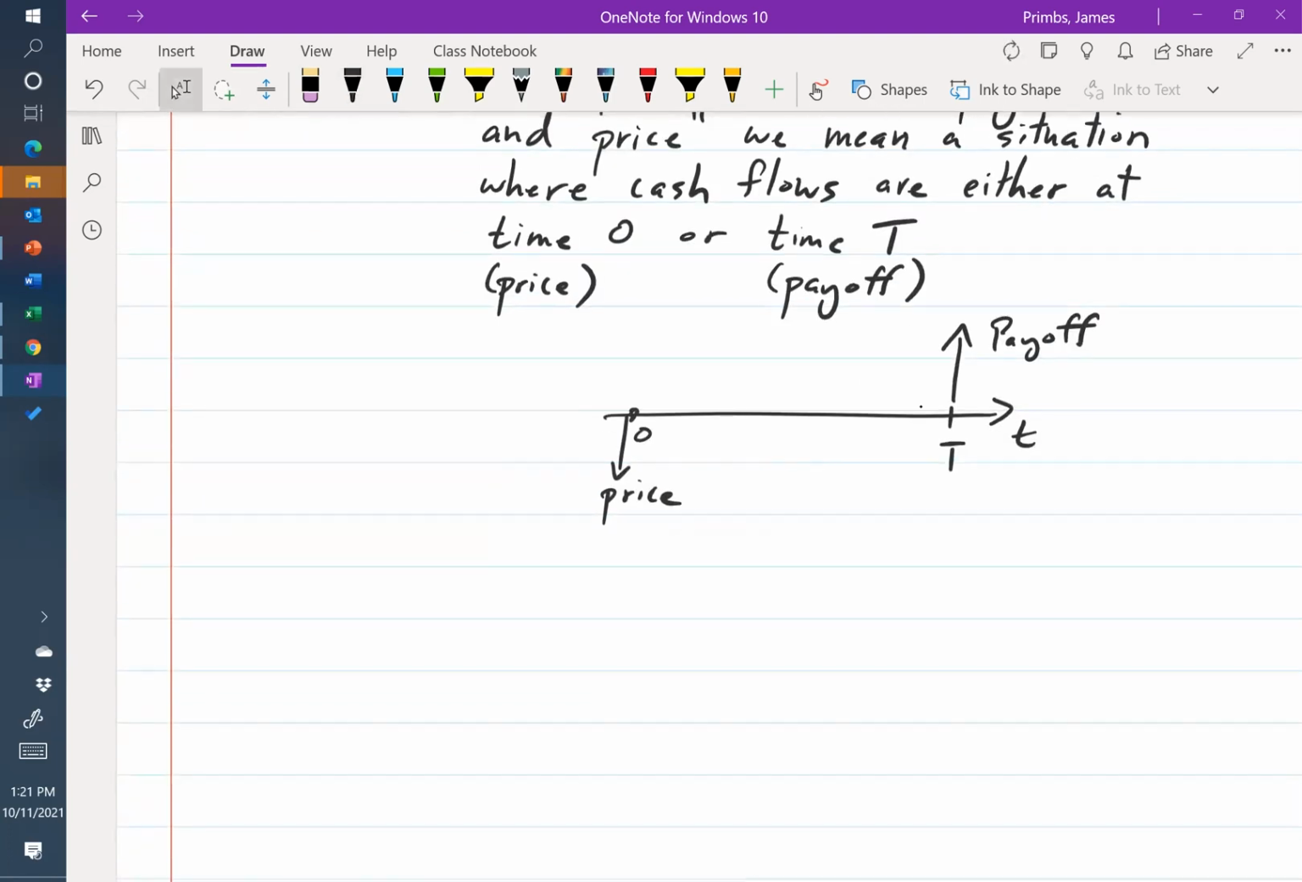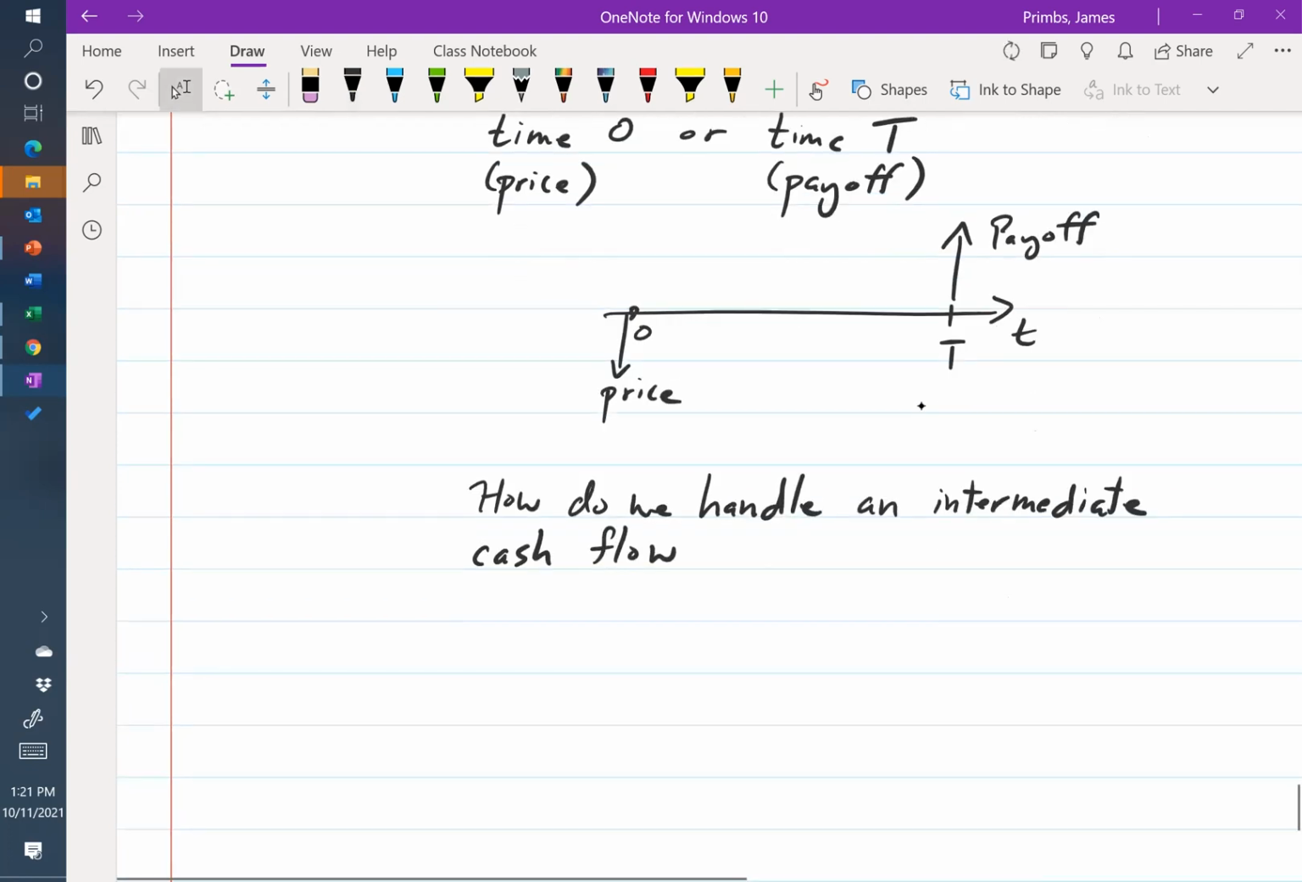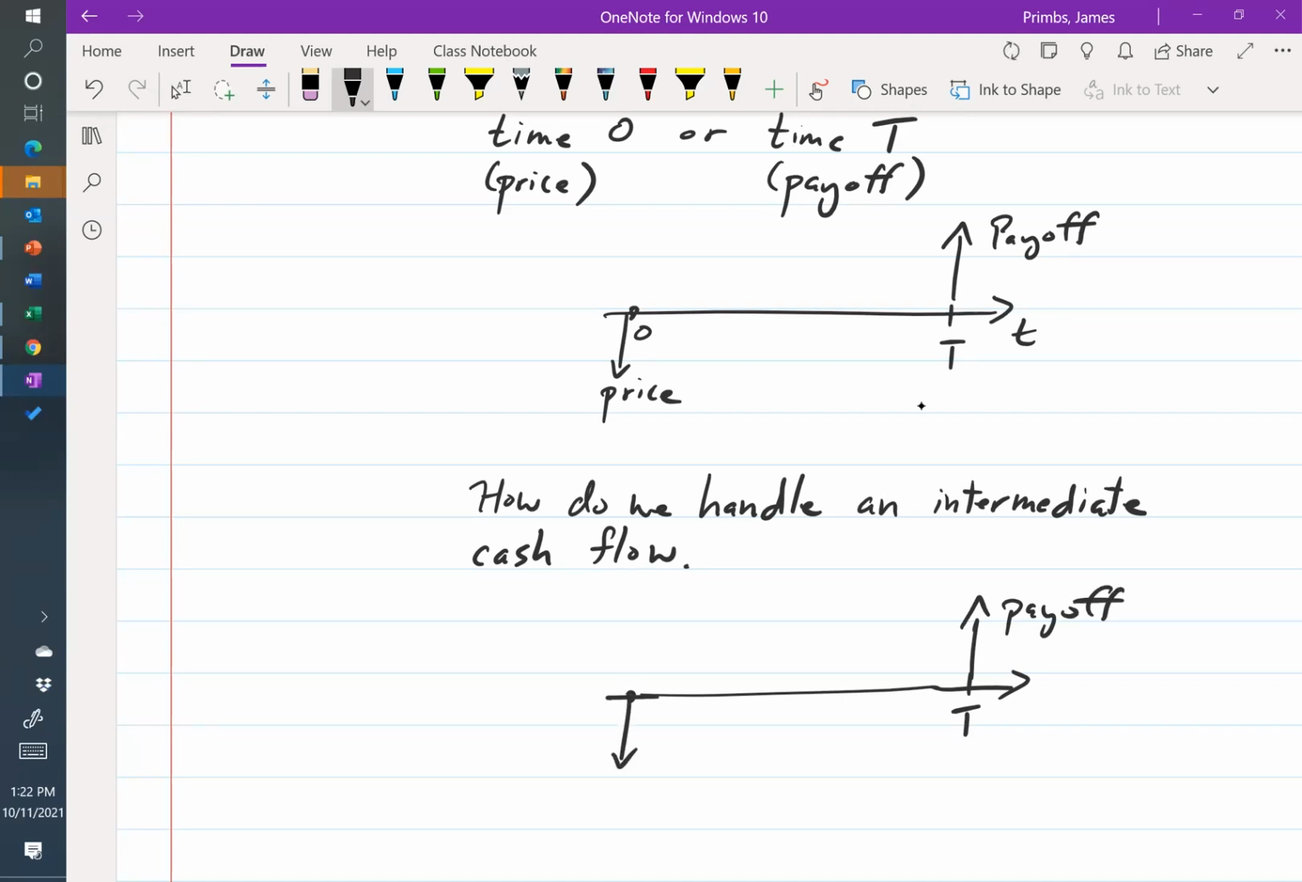All right. So the basic question of dividends is, how do I handle an intermediate cash flow? That's what a dividend is. So let me show you the picture. There's a capital T, which again we called our payoff. There's a price. So let's assume I buy a stock at some price, and then at some little t, what happens? It pays a dividend. Call that D sub little t. So now our cash flow stream looks like this.